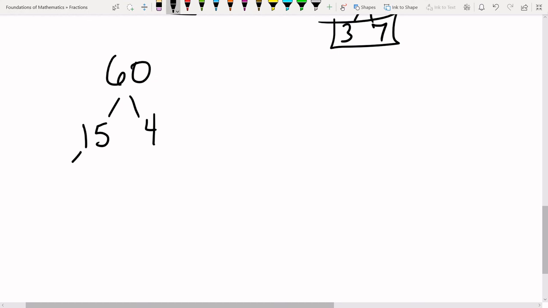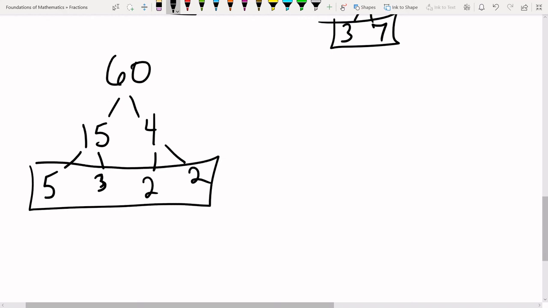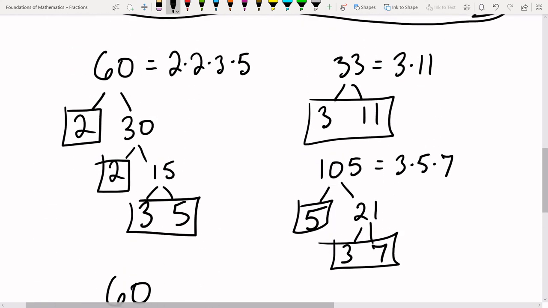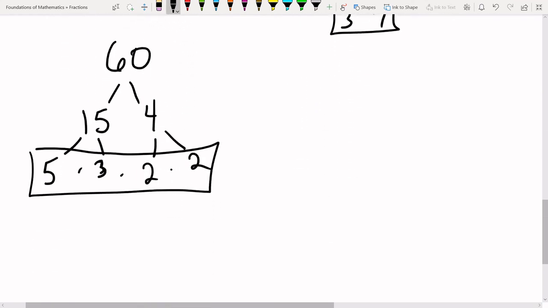And we can find more numbers that can go into both of them. 15 is 5 times 3. Now, both of those are prime, so we can stop there. 4 is 2 times 2. And both of those are also prime numbers, so we can stop there. If these are not prime numbers, you can break them down further, but since they are prime, they don't break down further. And of course, you see we get the exact same prime factorization, 2 times 2 times 3 times 5, as the one above. So you always get the same factorization no matter which way you do this.